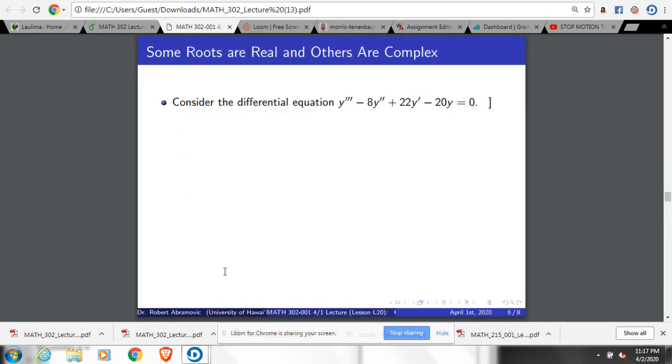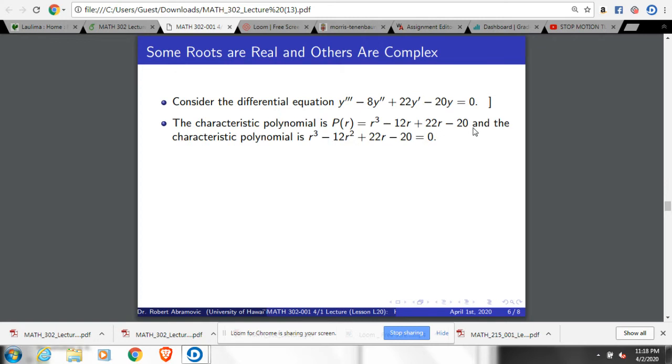Okay. Let's look at another case. It's also possible to have some roots that are just real and others that are complex. Let's look at this third order differential equation, y triple prime minus 12y double prime plus 22y prime minus 20y is 0. This is a degree 3 equation. So there's a theorem that says it has a three-parameter family of solutions. That is, there are three linearly independent solutions, and any linear combination of those will also be a solution.